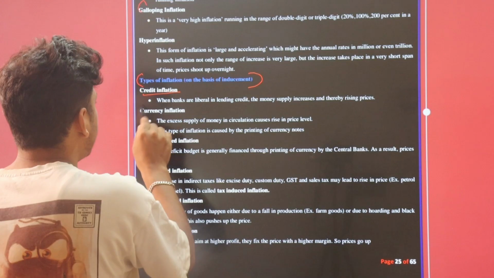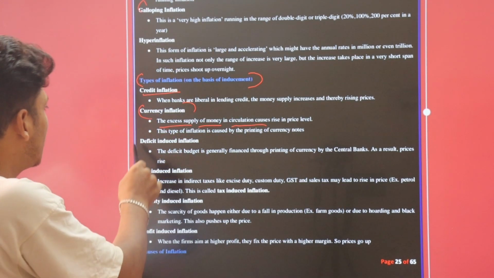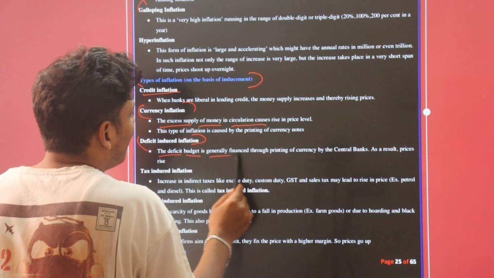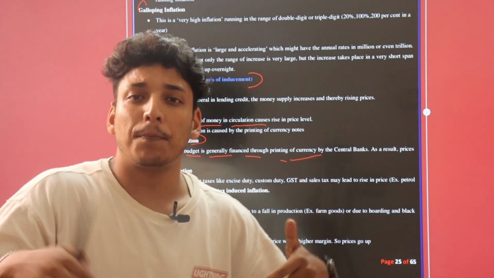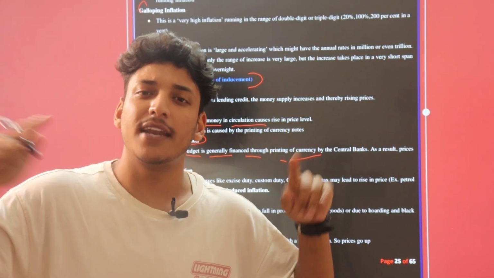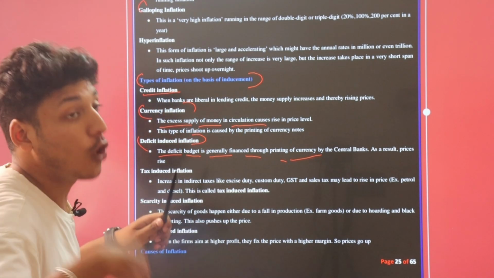Okay, now currency inflation, the excessive supply of money in circulation. It means people have more money in their hands, that is also inflation. Then the price of goods automatically hypes up. Okay, deficit induced inflation, the deficit budget is generally financed through printing of currency by the central bank. It means when the central bank prints notes without calculation, then that also causes inflation.